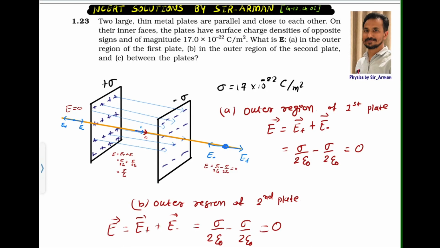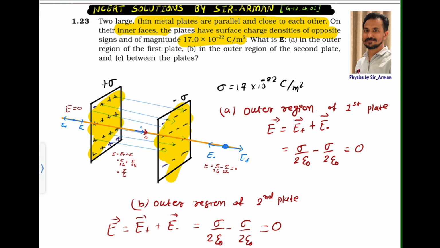Question number 1.23. Two large thin metal plates are parallel and close to each other. So, which is given here, two plates which are close to each other. On their inner faces, the plates have surface charge densities of opposite sign. So one is positively charged, another is negatively charged, and the density is given as 17 into 10 raised to minus 22 coulomb per meter square.